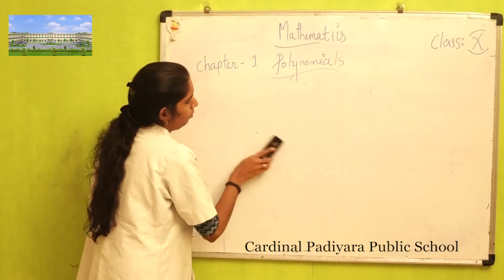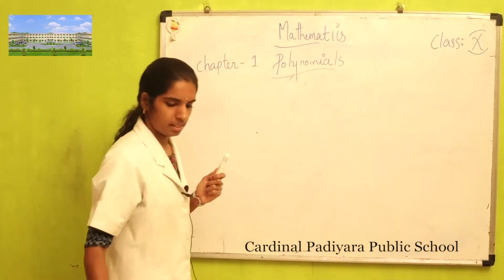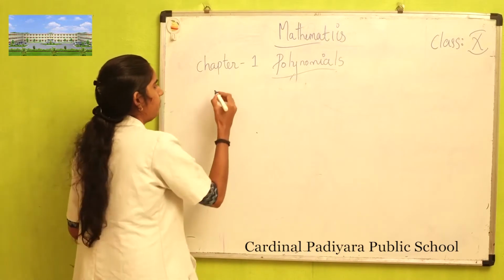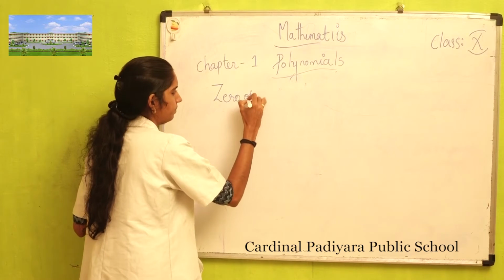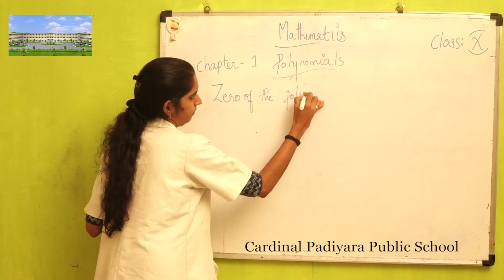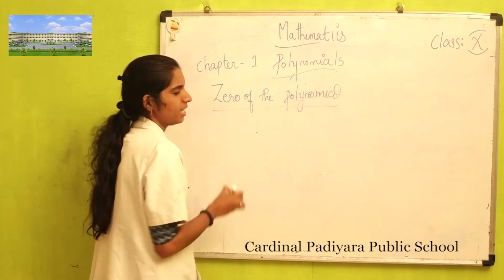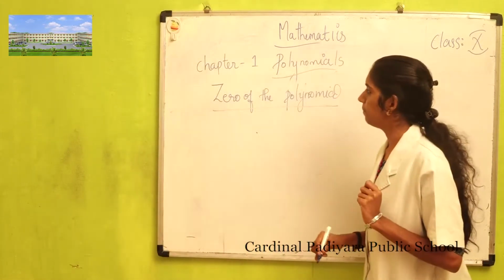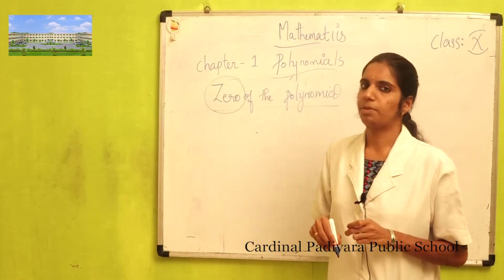And also we move on to the next section. The next section is the zero of a polynomial. What do you mean by the zero of a polynomial? How will you define the zero of a polynomial?